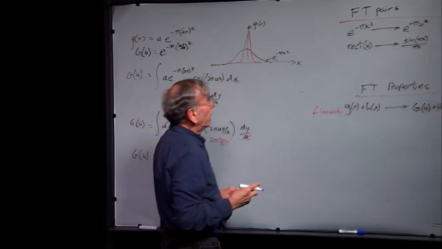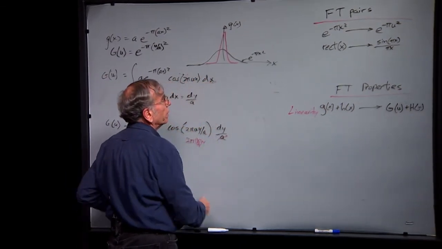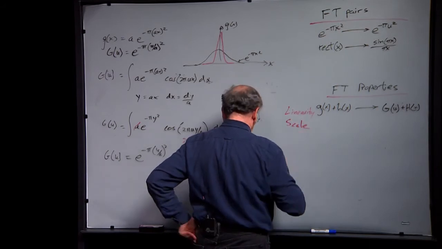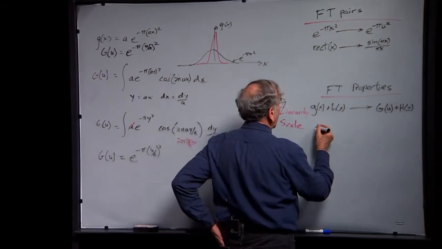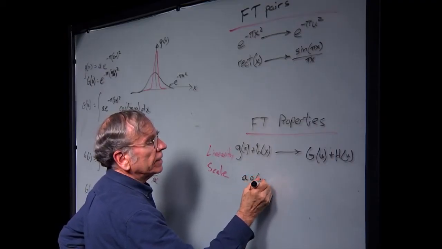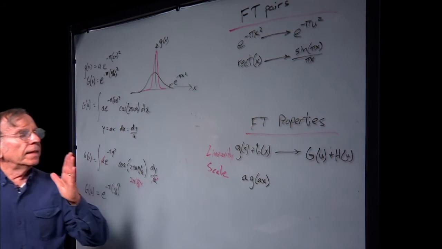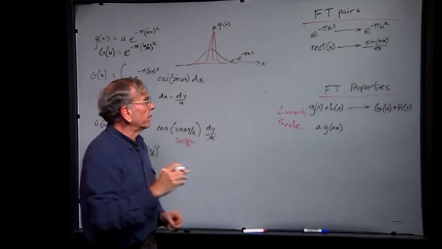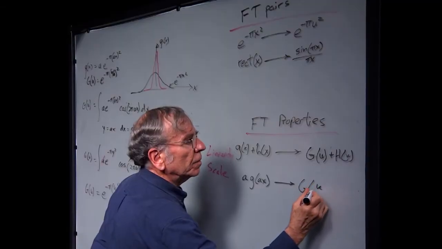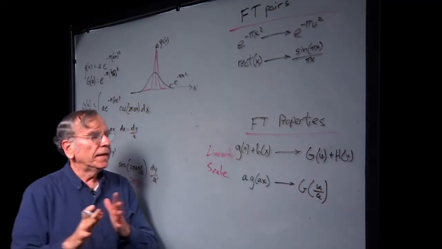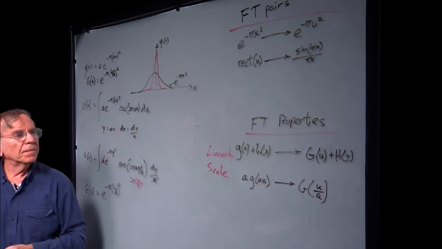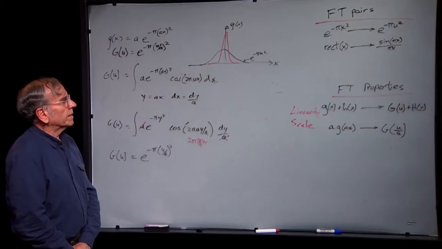So we have now a new Fourier transform property, and this is called the scale property. The scale property says that a times g of ax, so I make the original function narrower and taller, has a transform that is g of u over a. That is, I make its Fourier transform broader by this same factor. So that's the scale property.